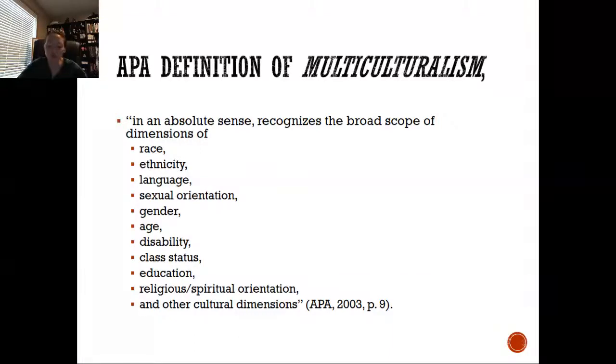When we're talking about multiculturalism, we're not just talking about race and ethnicity. That's only part of it. I'd like to look at the definition of multiculturalism that's been published by the APA. So not only are we talking about race and ethnicity, but it goes beyond that. I'm talking about primary language, sexual orientation, gender or sex, depending on how that is described, age, disability, class status, education, religion. So there are a lot of dimensions to multiculturalism.